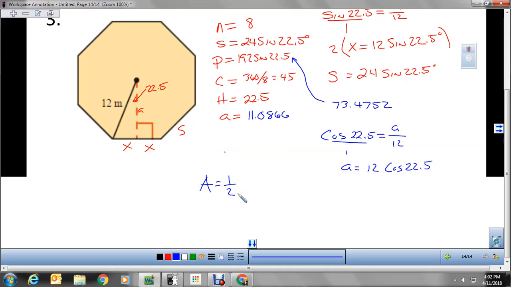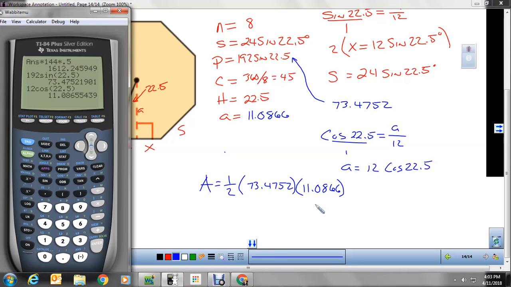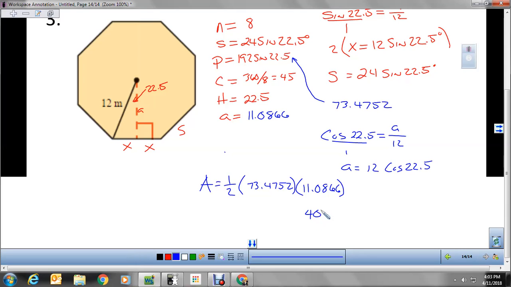So now we're going to calculate the area. We're going to take our fraction of 1/2 times the first decimal we got, which was 73.4752, times the apothem, which is going to be 11.0866. So we'll go to our calculator. We've already got the 11.0866 in our calculator, so we're going to say times 73.4752 times 0.5. That gives us 407.29, which is going to round to become 407.3. This will be meters squared.